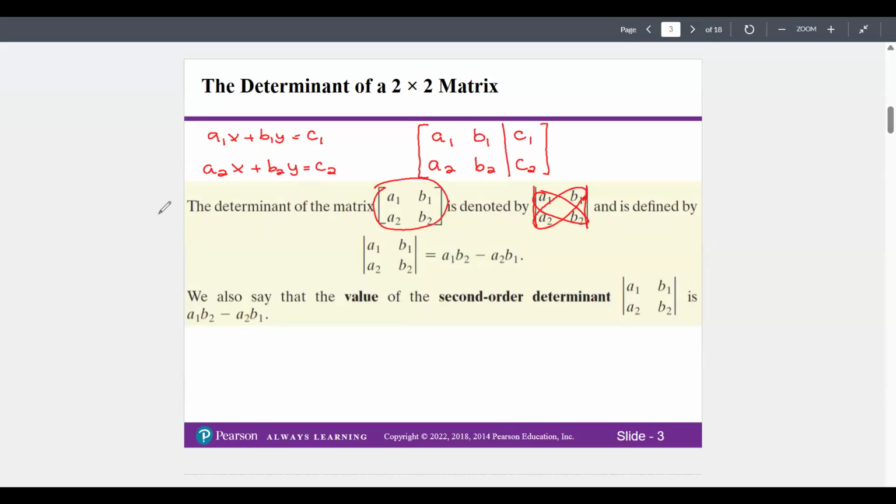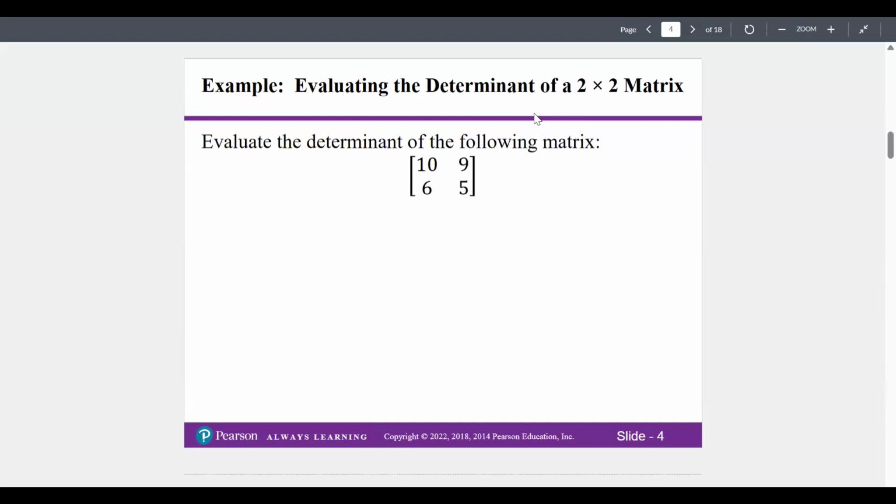Like I said, pretty easy. Let's do an example of finding a determinant. We want to evaluate the determinant of the following matrix, which is going to be 10, 9, 6, and 5. If you want to, you can label it a1, b1, a2, b2. So what we're going to have is a1 b2 minus a2 b1.